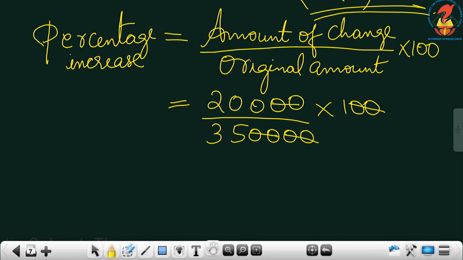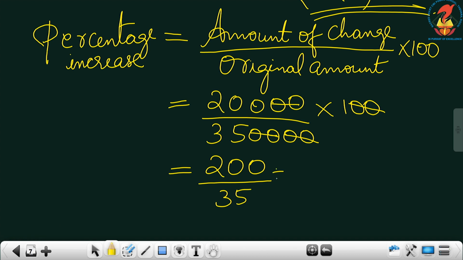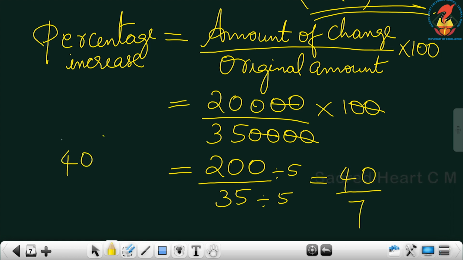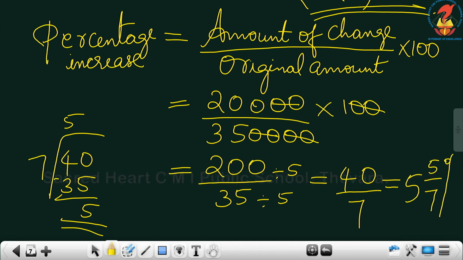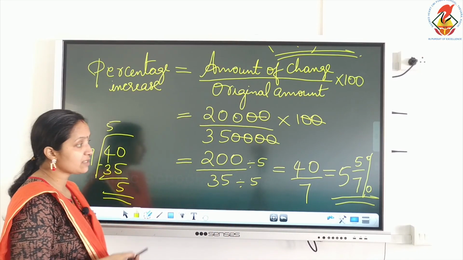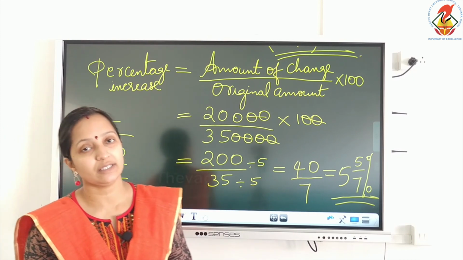200 by 35. Just divide by 5. What will you get? 40 by 7. Just do the normal long division. 40 divided by 7, what answer will you get? 5 times 7 is 35, so the quotient is 5 and the remainder is 5. So 5 by 7%. That means there is an increase of 5 by 7% in the price.